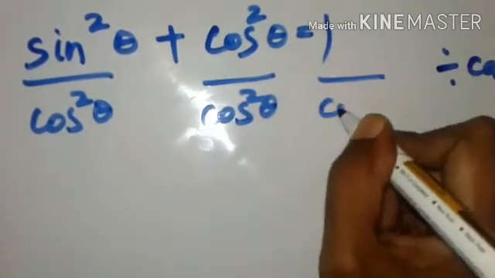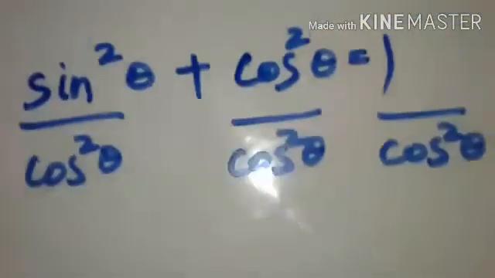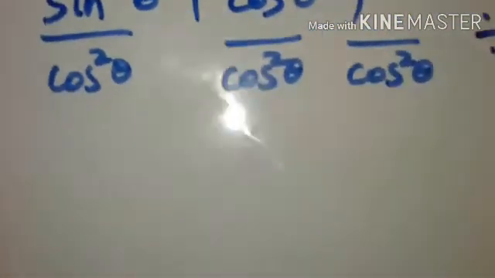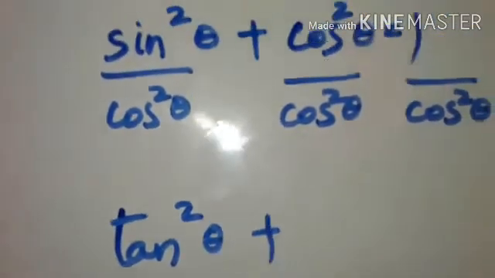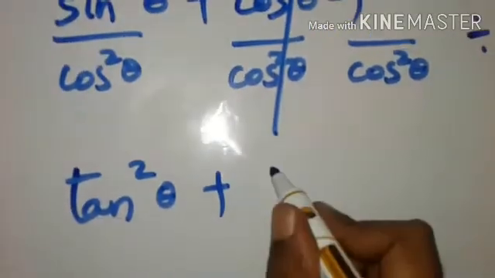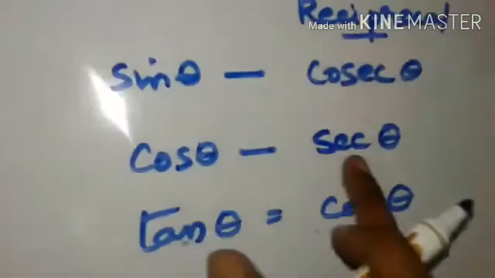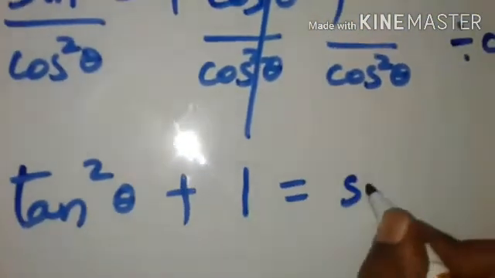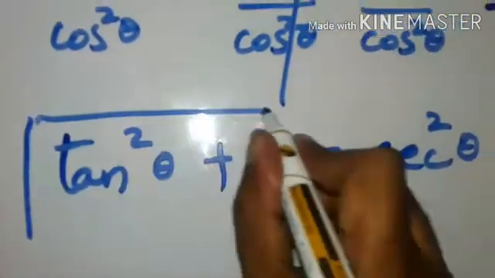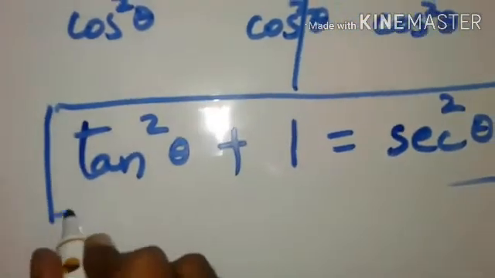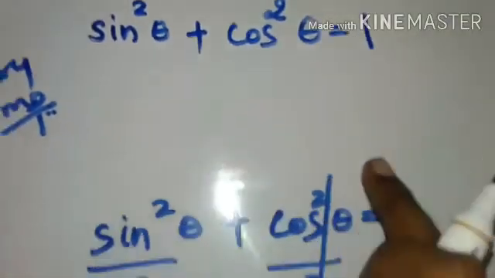So here comes sin square theta by cos square theta. Sin square theta by cos square theta is nothing but tan square theta, plus cos square theta by cos square theta, which is 1, is equal to 1 by cos square theta, the reciprocal of cos theta, that is secant theta, so secant square theta. So this is the identity number 3 that we have derived just with the help of the identity sin square theta plus cos square theta is equal to 1.